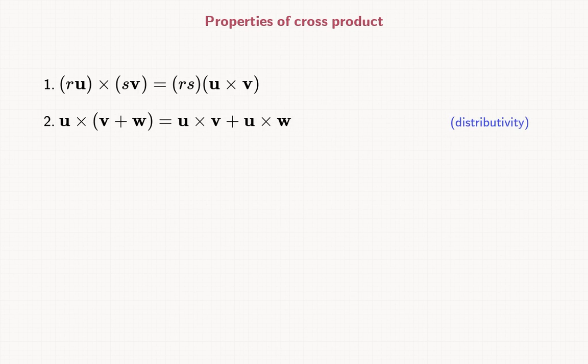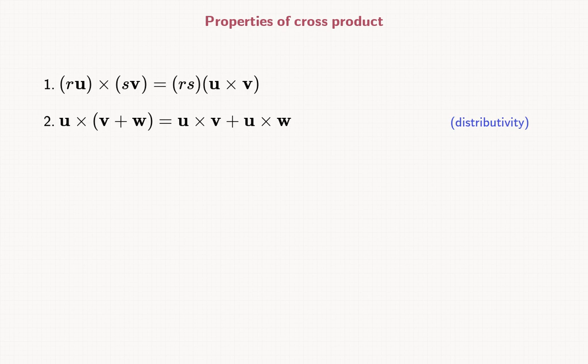Of course, we need to discuss the algebraic properties of the cross product. So first, if we scale either of the vectors in a cross product, we can pull the scalars out. Next, cross product distributes over addition. And again, this is what justifies calling it a product, a form of multiplication.